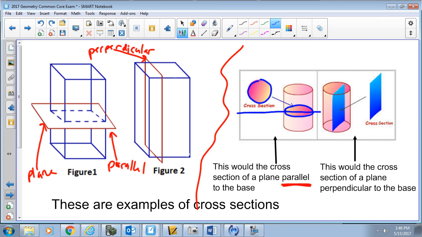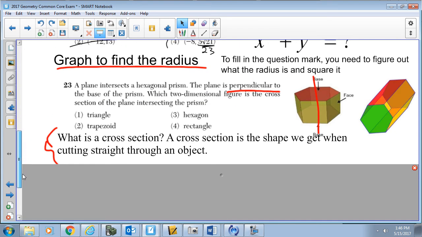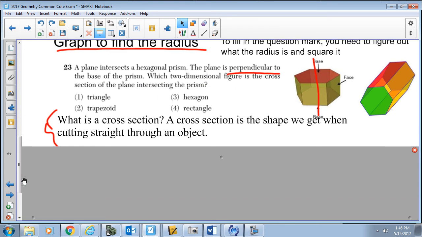That's the shape you're going to get. If you were to cut down this way, you end up actually with a rectangle. You notice that? So it's a little different when you cut perpendicular versus parallel. All right? So now let's try to imagine cutting this hexagonal prism perpendicular. So what type of shape is going to come out if you cut it perpendicular?